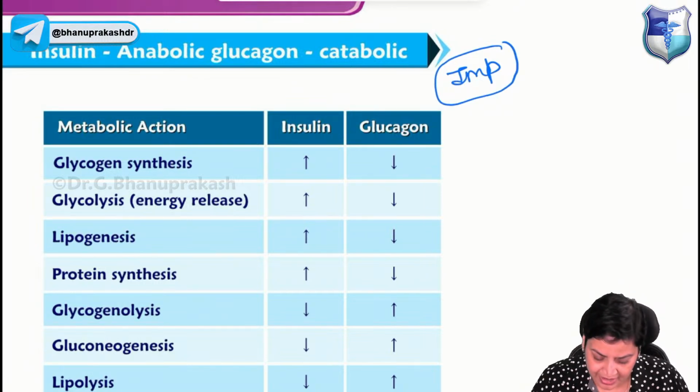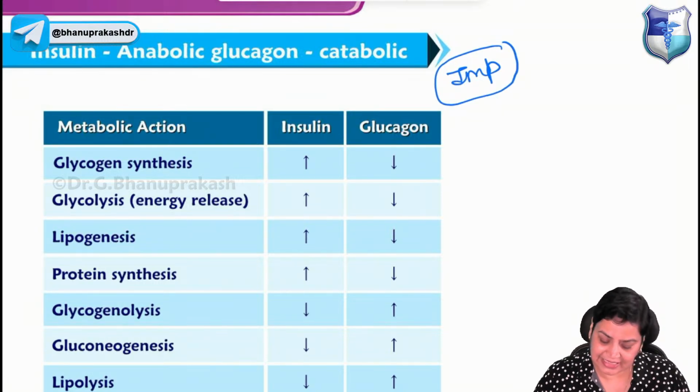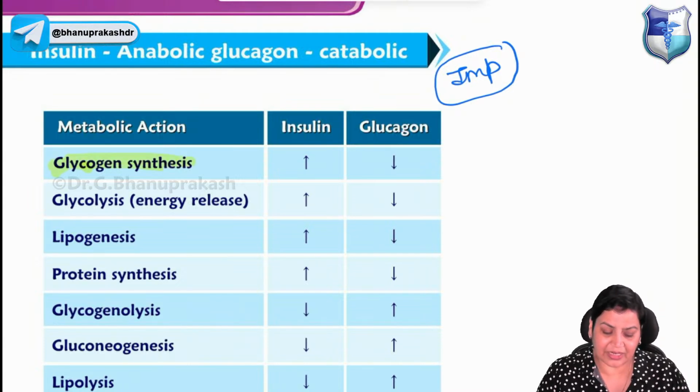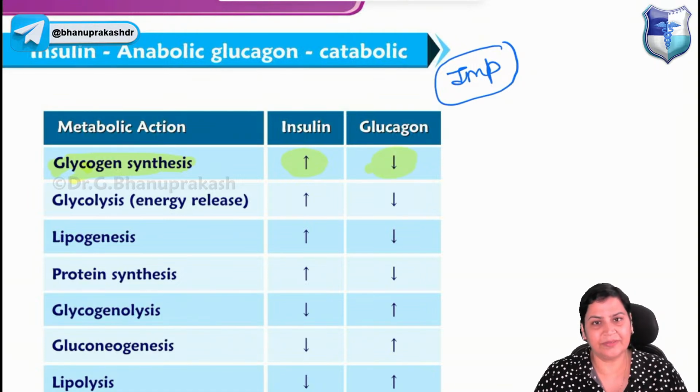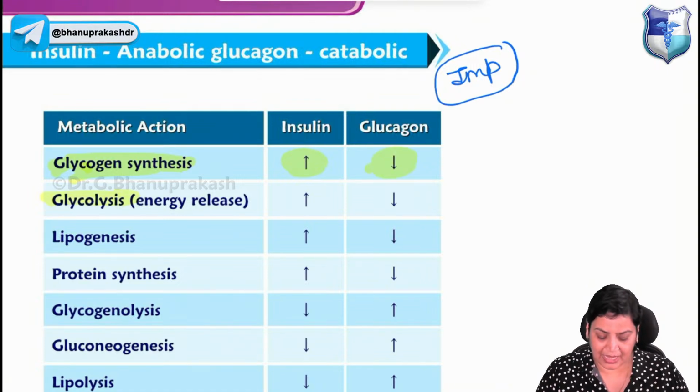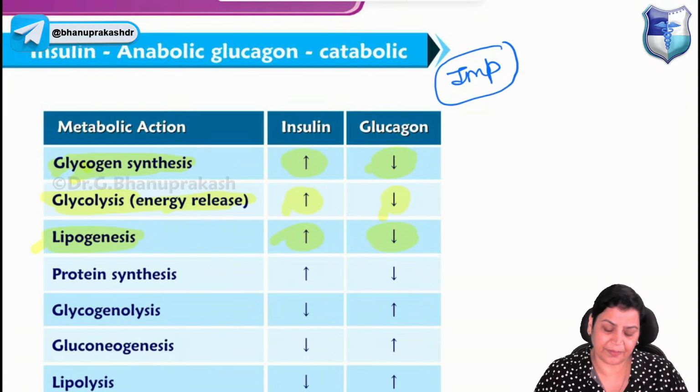Now see, if I have to explain this table, I can simply say, beta, glycogen synthesis or glycogenesis will be promoted by insulin, inhibited by glucagon. If I talk about glycolysis, it is accelerated by insulin, inhibited by glucagon. If I talk about lipogenesis, it is accelerated by insulin and inhibited by glucagon.